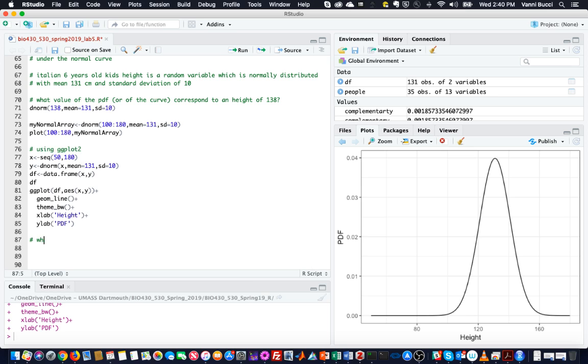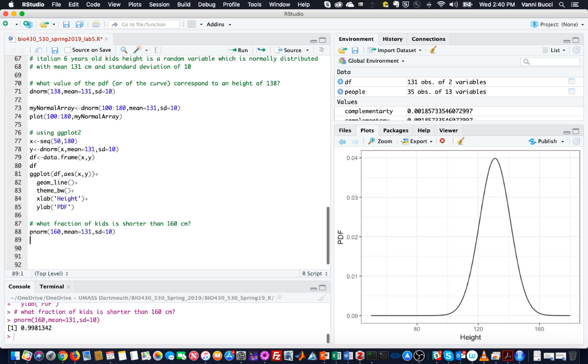Now, what fraction of kids is shorter than 160 centimeters? As I said, I'm going to use pnorm. So I say pnorm 160, comma, mean equal to 131, SD equal to 10, and basically 99%, right? Around here, 99% is going to be less than 160.